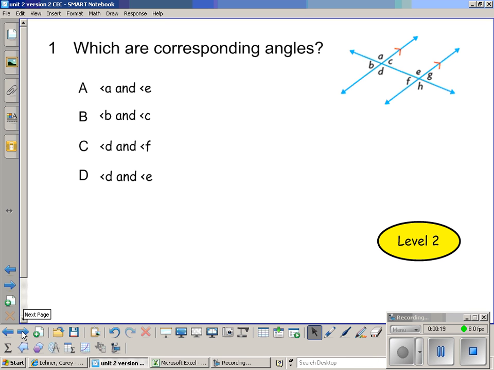Which are corresponding angles? Now remember, corresponding means in the same relative position. So if we look at these, A and E are corresponding angles. They're both above the transversal to the left of their parallel line. B and C are vertically opposite. D and F are same side interior, and D and E are alternate interior. So the answer here was A.